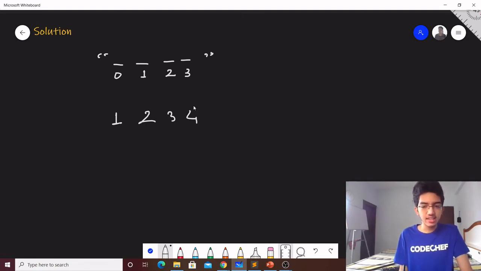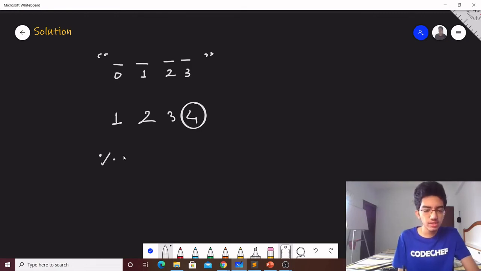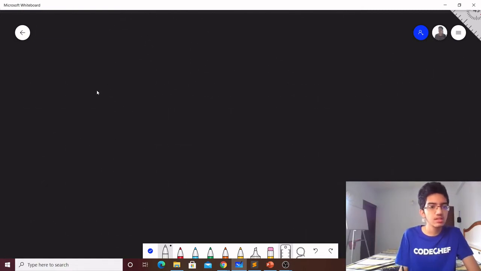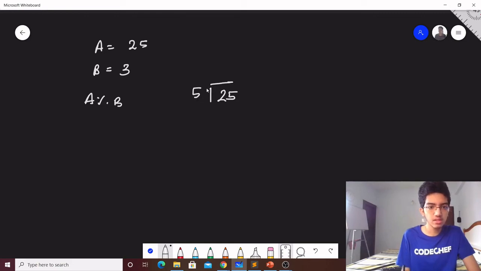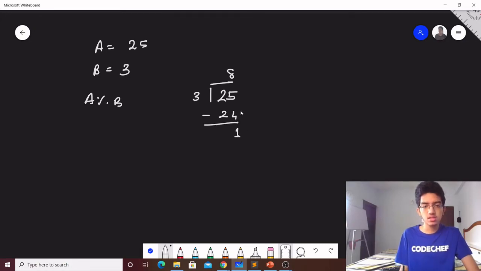Which digit is the easiest one to access? Yes, it is the last digit. This can be accessed simply by using the modulo operator. I will give you a few examples of how the modulo operator works. Let's say we are given a number A as 25 and a number B as 3, and we want to find A mod B. We divide A by B and get the remainder. So A mod B is nothing but the remainder.